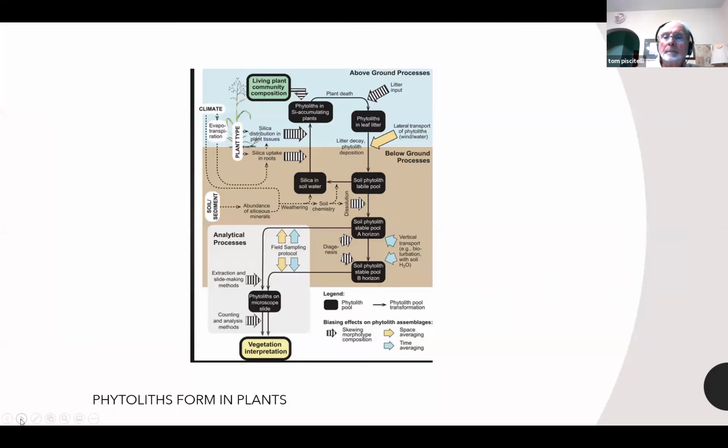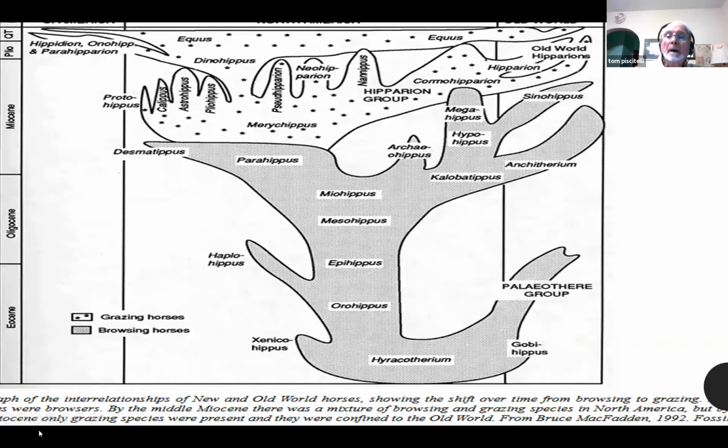Phytoliths are microscopic particles of silica that form in plant tissues. Plants take in hydrous silica from the soil through their roots. Phytoliths from decaying plants are also found in soils. Next slide, please. This chart of horse evolution shows the horse's change from browsing on leaves to grazing on grass.